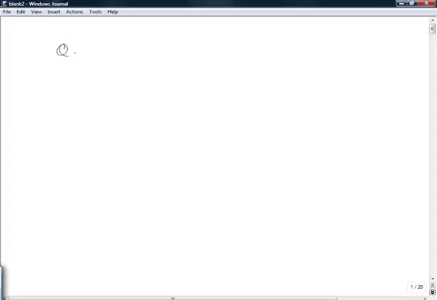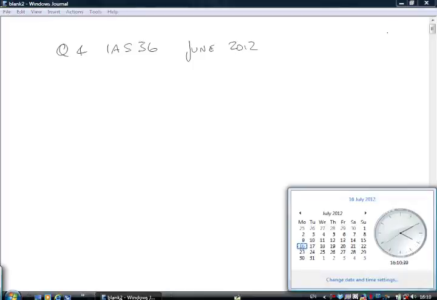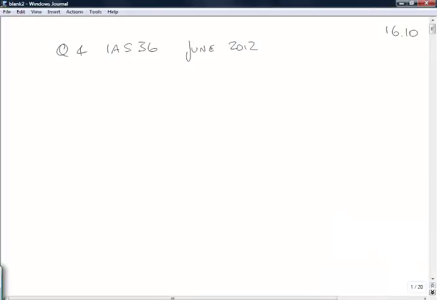Okay, question 4 is an IAS 36 question from June 2012, and the start time is 16:10. It's a 15-mark question, so 15 marks times 2 is 30. Take off 10% is 27 minutes, so the finish time is 16:37.